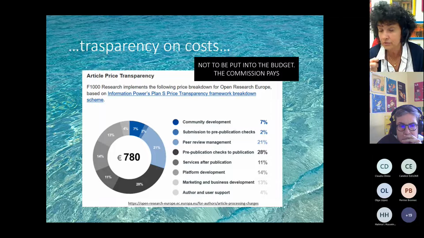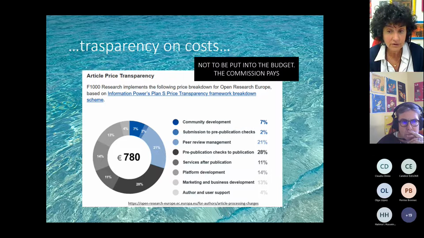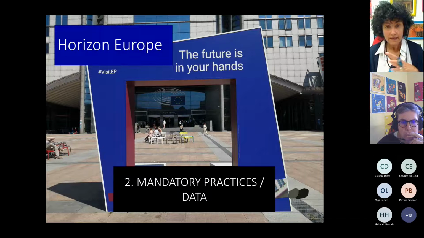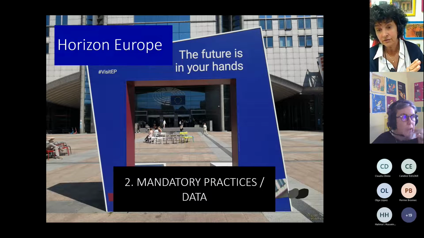It's very important. So you don't pay for prestige like you do in a normal subscription journal. You pay for services, as you can see here. Pre-publication check, peer review management, publication, and so on. So this is something more about ORE. That was about publications, okay?